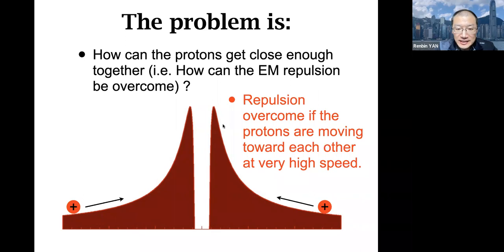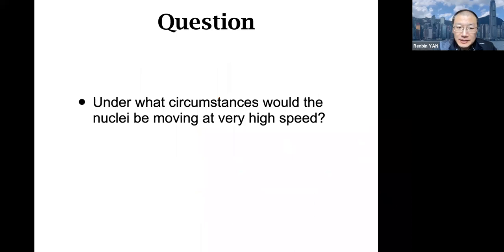So if the point where they stop and get turned around is smaller than this range, where they can start feeling the attractive strong force, then they would overcome the repulsive force and start feeling the strong force and come together. So they have to run toward each other with very high speed. So under what circumstances would the nuclei be moving at a very high speed?